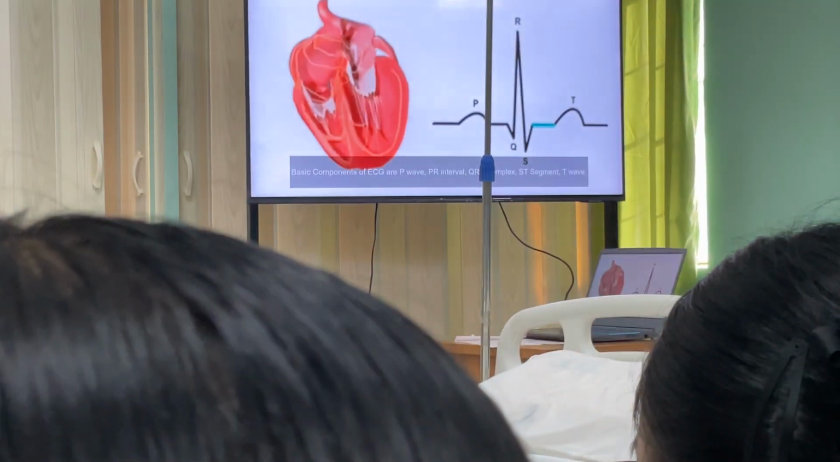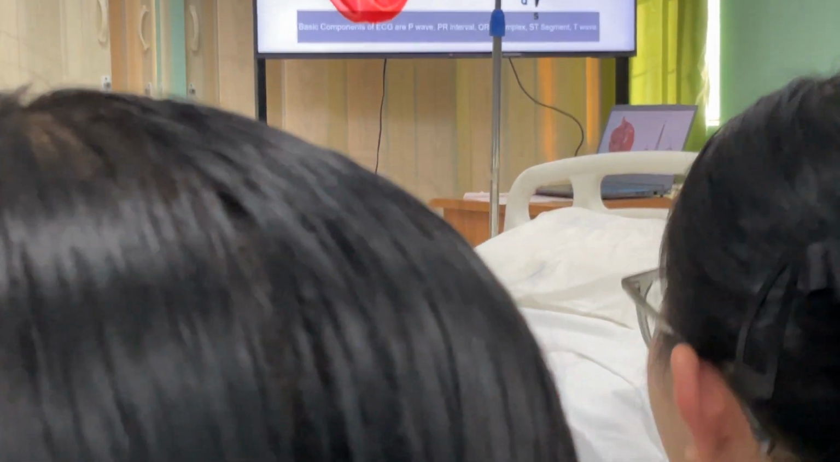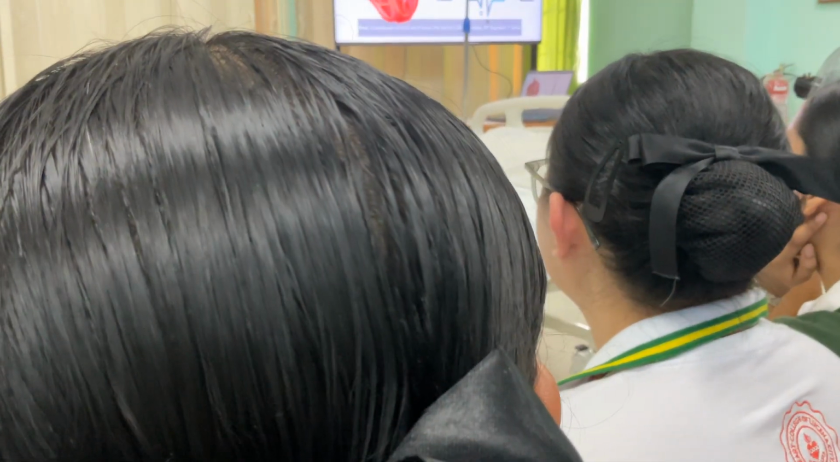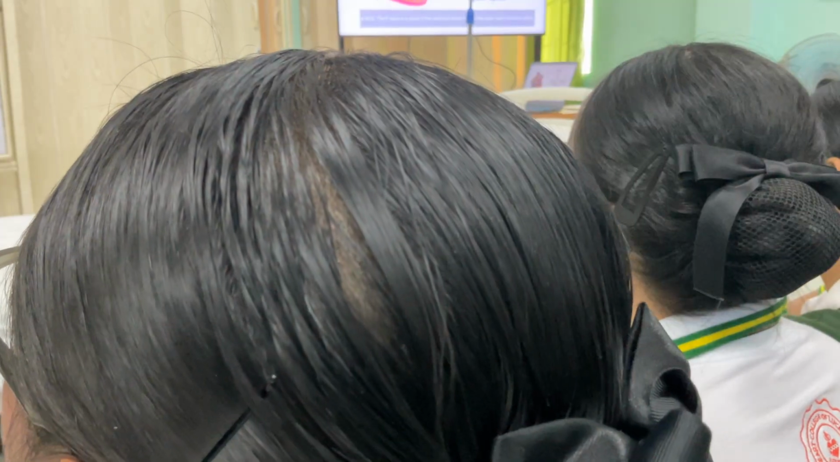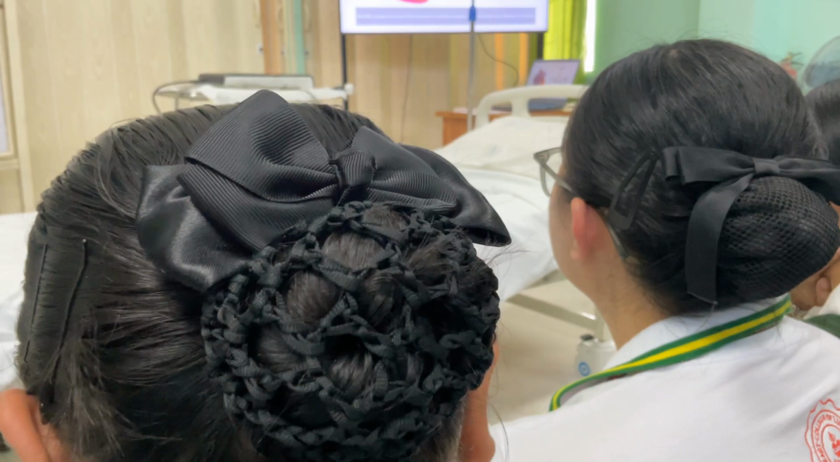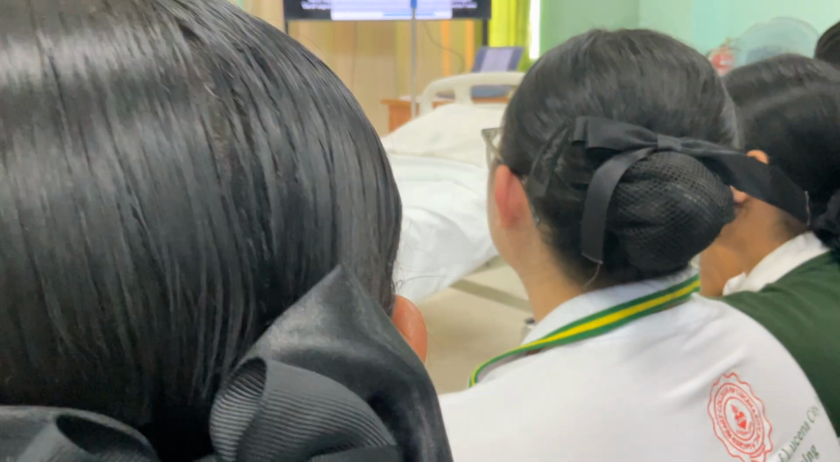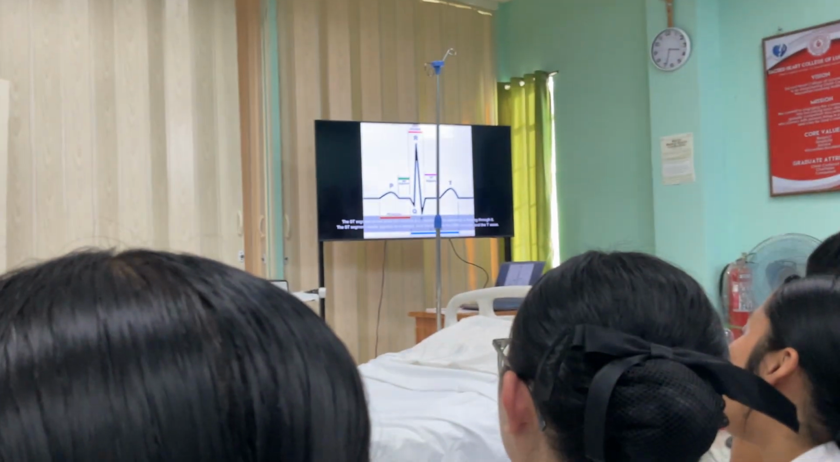The basic components of ECG are the P wave, the PR interval, the QRS complex, the ST segment, and the T wave. In ECG, the P wave is a record of the electrical activity through the upper heart chambers, or the atria. The QRS complex is a record of the movement of electrical impulses through the lower heart chambers, or the ventricles.